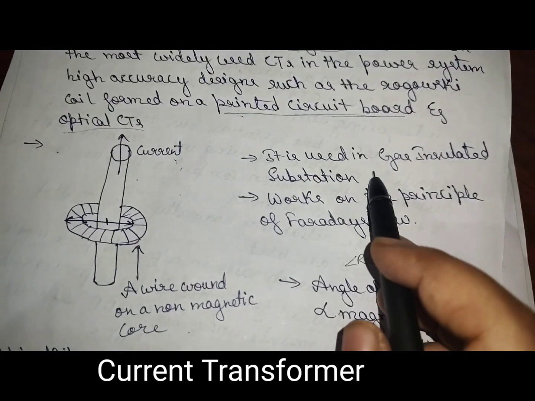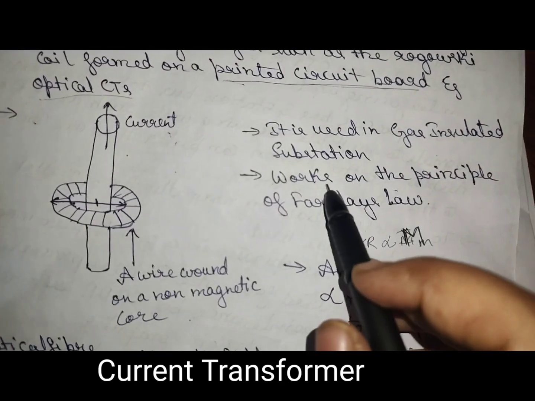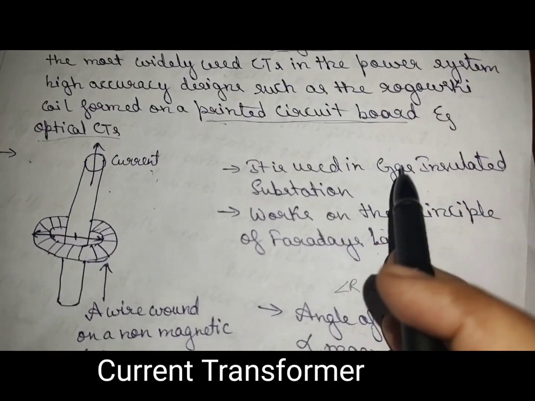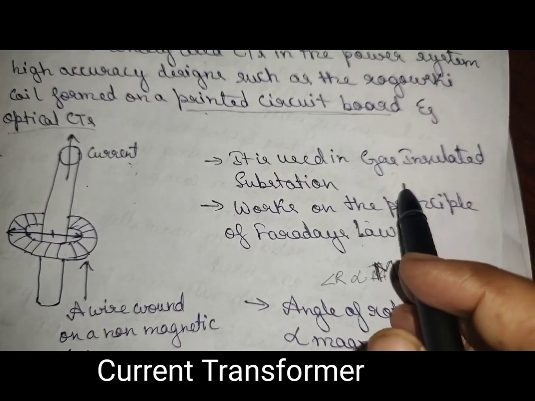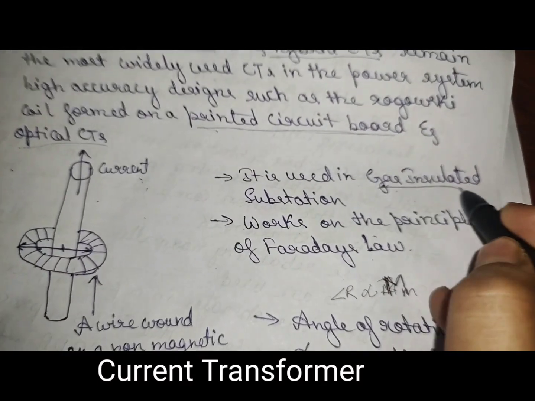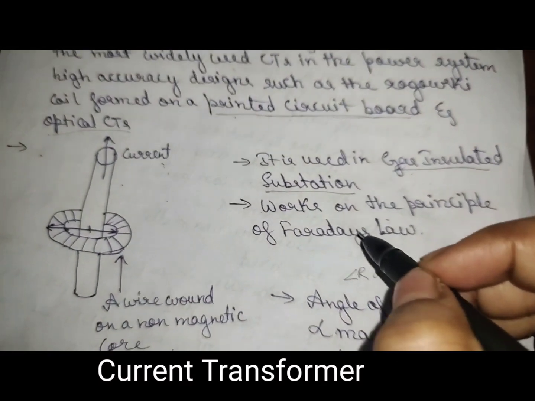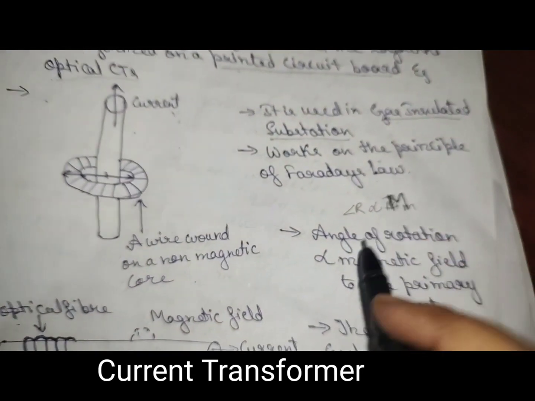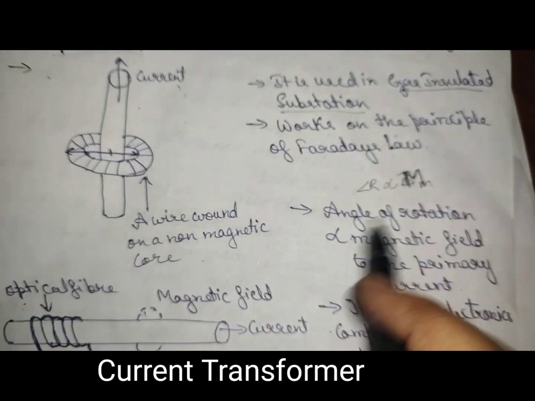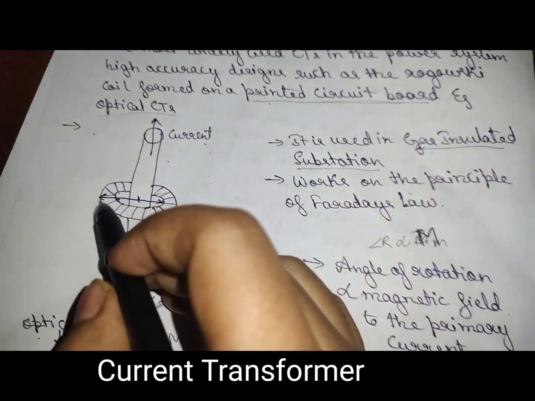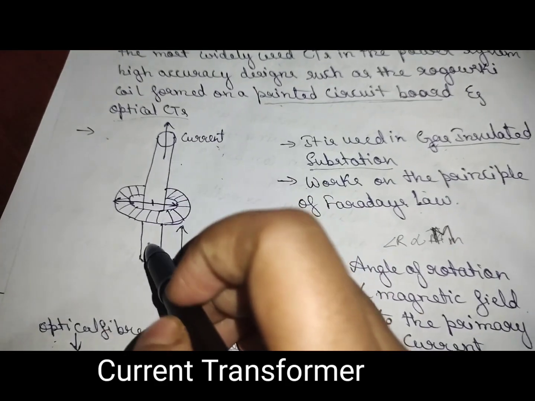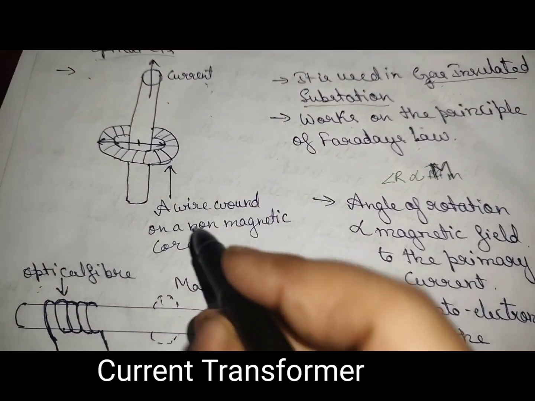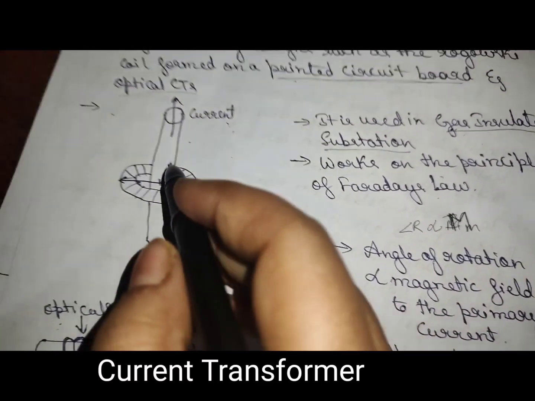It is used in a gas insulated substation and it works on the principle of Faraday's law. Here, you can observe this figure: a Rogowski coil and the current in the middle cable, a wire wound on a non-magnetic core.